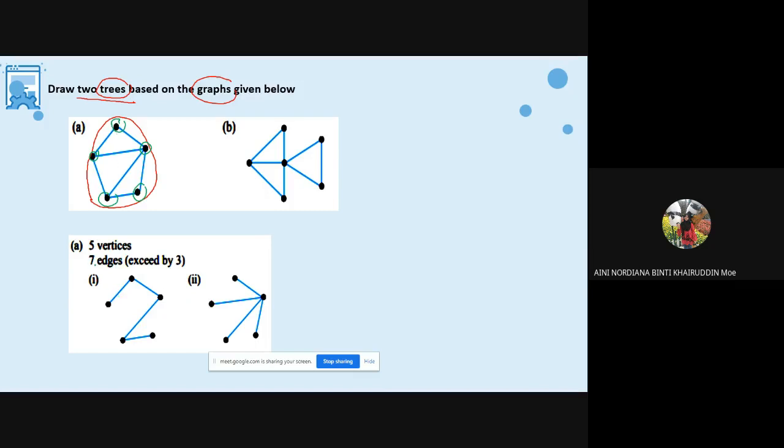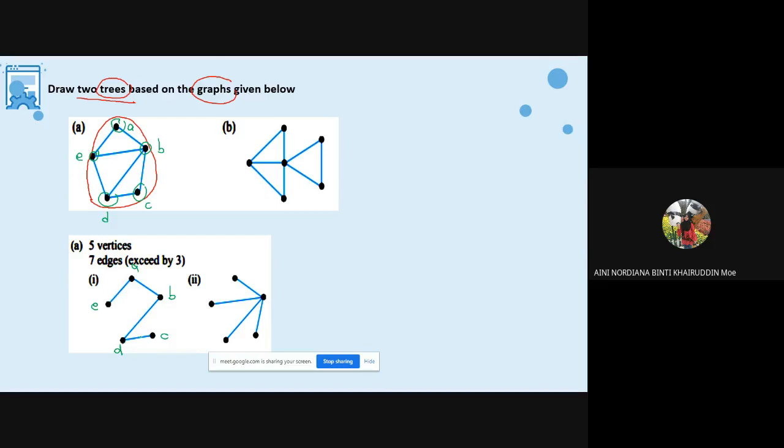Cuba tengok kedudukan vertex dia, tak berubah. Nampak tak? Katalah cikgu tulis sini A, B, C, D, E. Okay, you tengok ini A, B, C, D, E. Kedudukan vertex tak berubah. Cuma dia tak lukis semua edges. Sebab edges ada banyak. 1, 2, 3, 4, 5, 6, 7. So bila ada 5 vertex, edges mesti ada 4 sahaja. So you lukis 4 je lah.